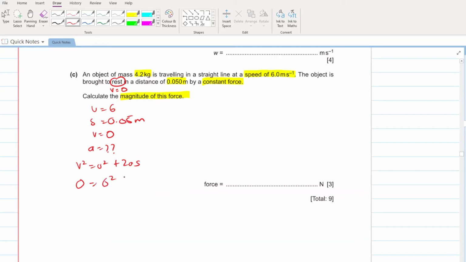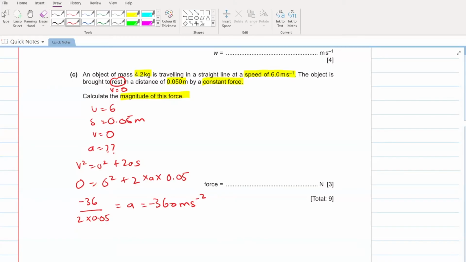U is 6 square plus 2 into acceleration, which we don't know, into the distance, that is 0.05. Let's take this to the other side. Negative 36 divided by 2 into 0.05 is equal to your acceleration. Calculate it. 36 divided by 2 into 0.05 comes out to be 360. Negative 360 m/s² is your deceleration. Okay, negative 360 is your deceleration.